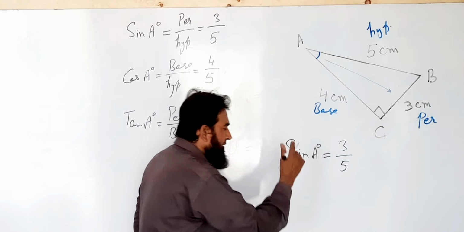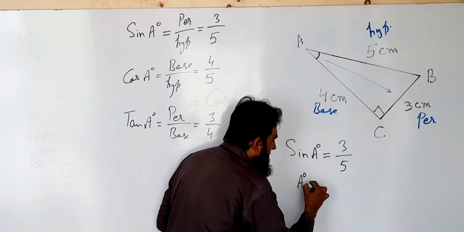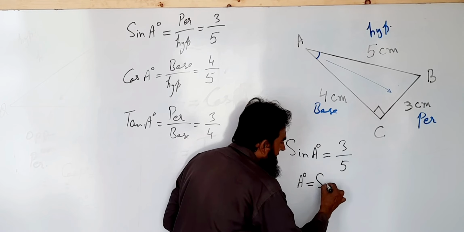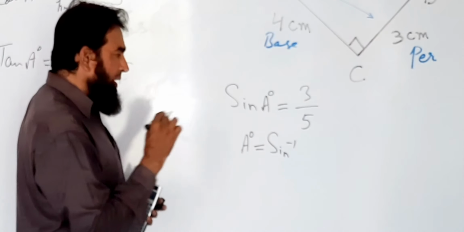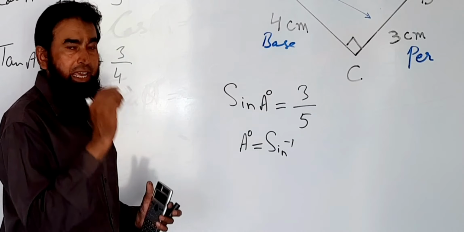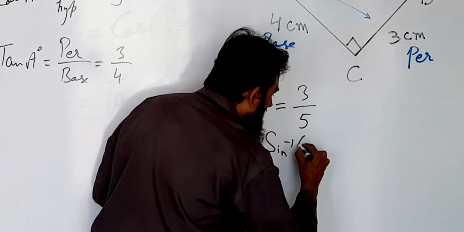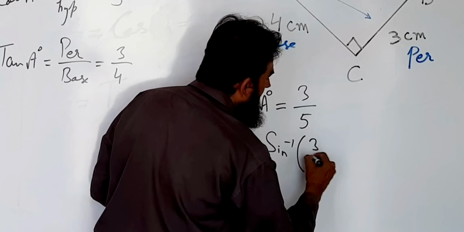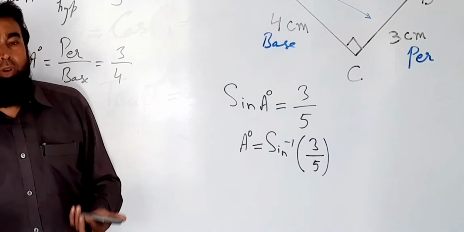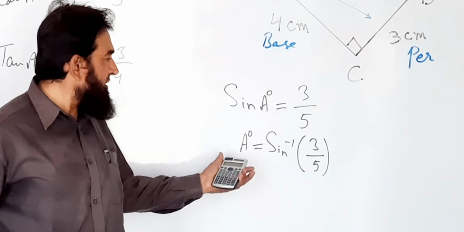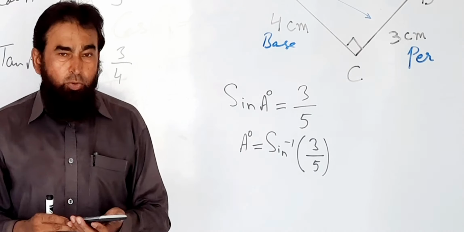Now what you are going to do? You will have to shift sine to the other side. Whenever sine goes to the other side, it becomes sine inverse. We will write it like this, sine raised to power minus 1, which is called sine inverse. In the bracket, you write 3 over 5. Now with the help of the calculator, you can find out the value of sine inverse 3 over 5.